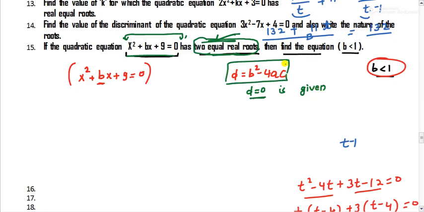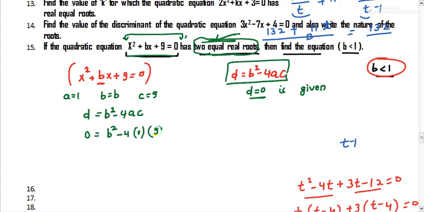D is equal to b square minus 4ac. So first write a here. A is 1, b is b itself, and c is 9. Now substitute in this formula. D is equal to b square minus 4ac. So D is how much? 0. Substitute that. 0 is equal to b square minus 4 into a is 1, c is 9. So if you solve, you'll get 4 nines how much? 36, so b square is equal to 36.